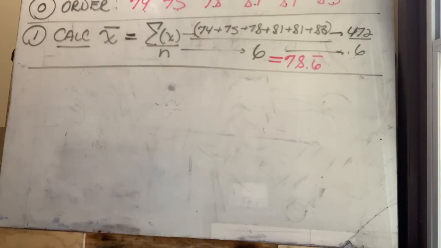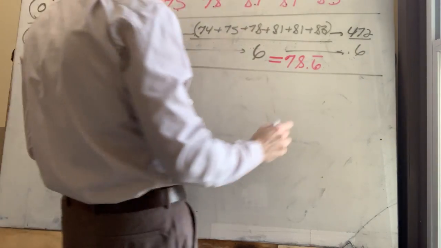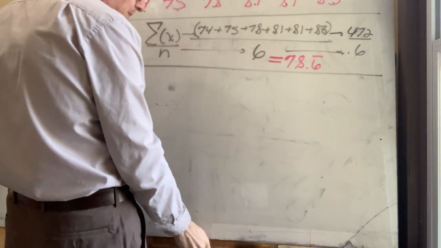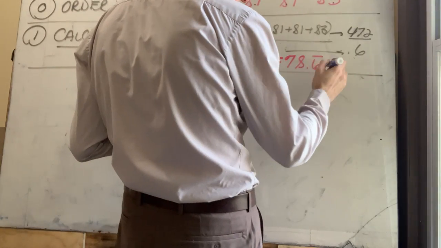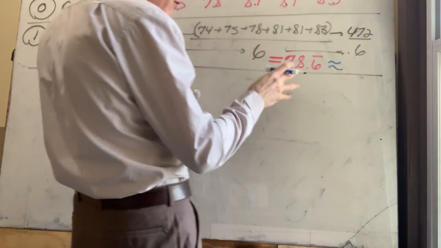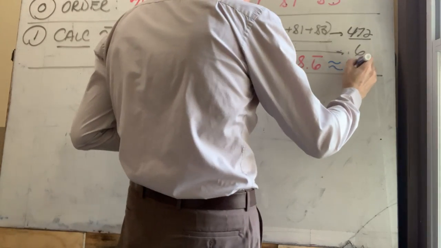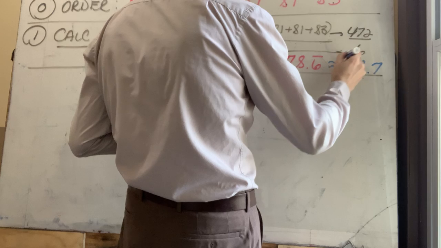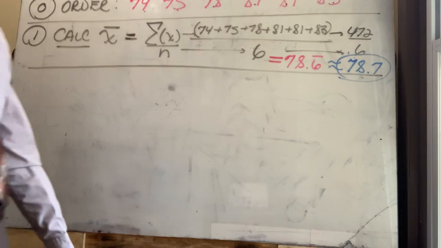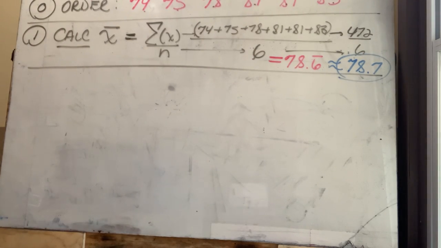Now, if you're doing this by hand, you're probably going to want to round this. Just realize that once you do, it is unfortunately corrupting the calculation ever so slightly. So 78.7 would be the number I would use. It's rounded appropriately and it incorporates the extra decimal.